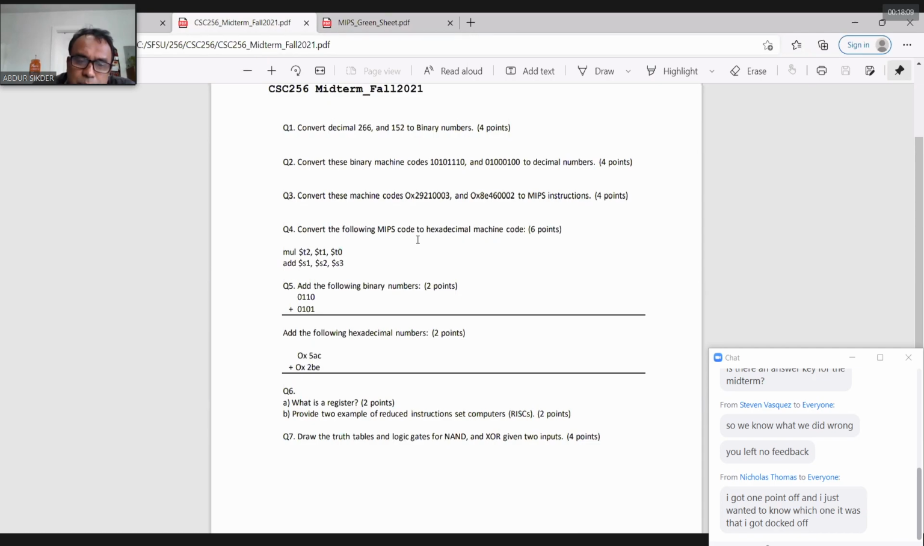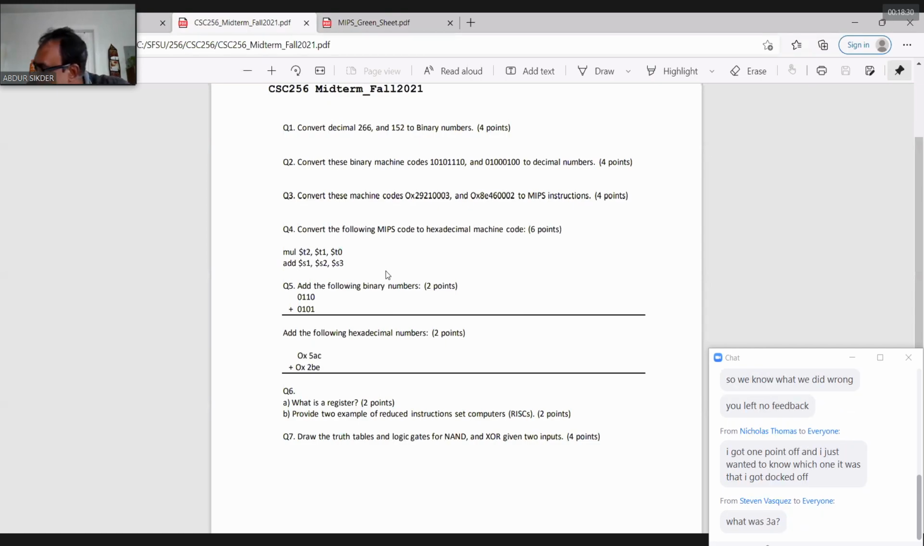But a lot of people make mistakes on number 4. They didn't convert to hexadecimal. And number 4A was 0x01285012. And then the second one was 0x02538820.